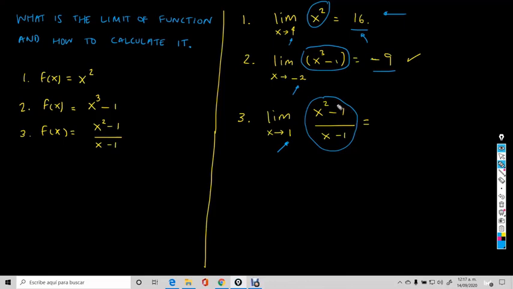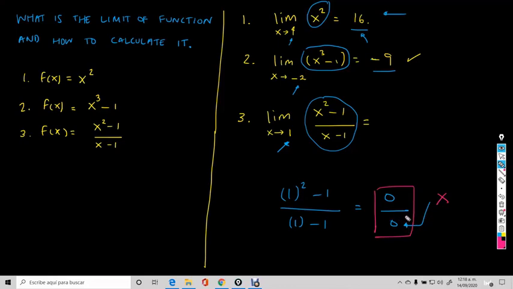If we try to evaluate this function at 1, let's see what's gonna happen. I'm gonna try to evaluate it. I'm gonna get 1 squared minus 1 over 1 minus 1. How much is this? This is gonna be equal to 0 over 0. And right there we have a red flag. This operation 0 over 0 is not possible to perform because we're trying to divide by 0, and in mathematics that's a forbidden operation. So basically we cannot just evaluate this function at this number and get the answer.